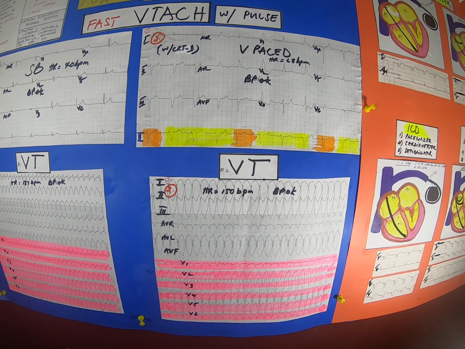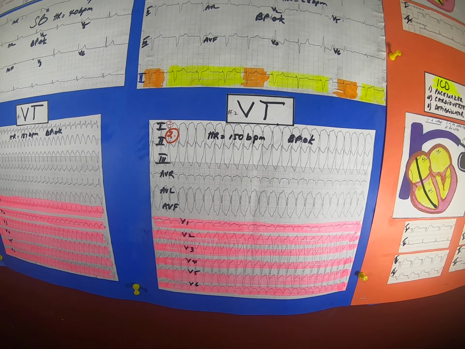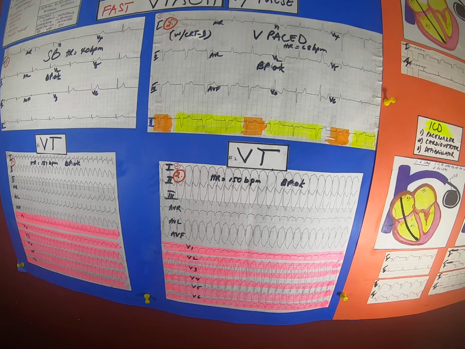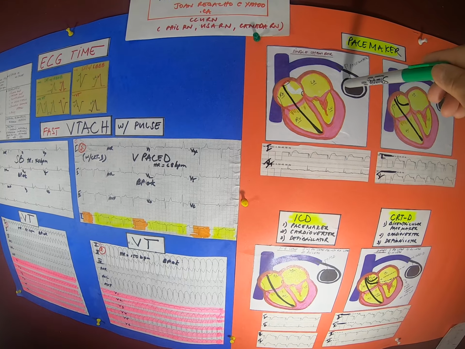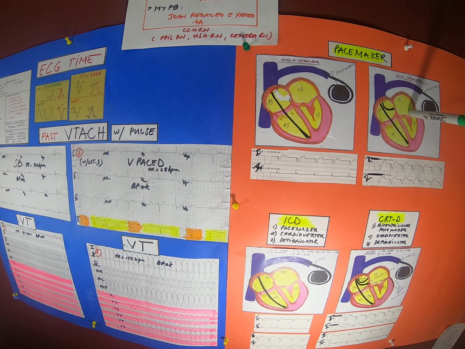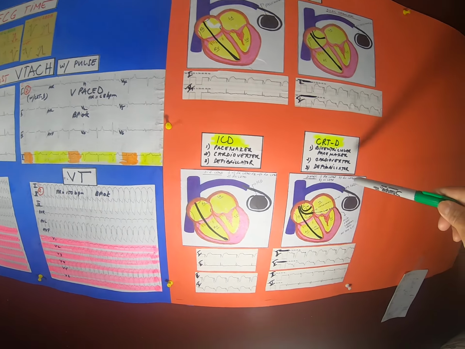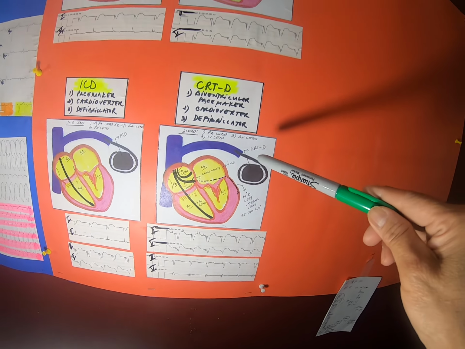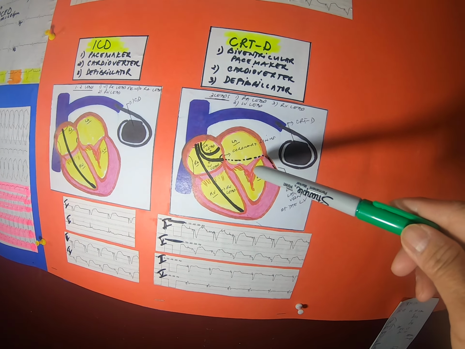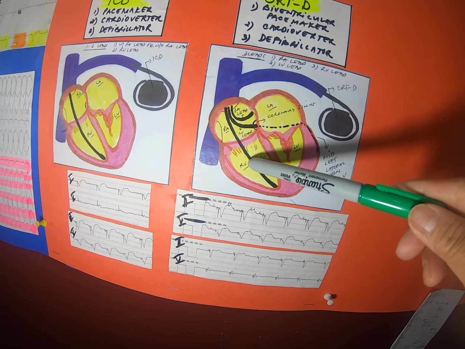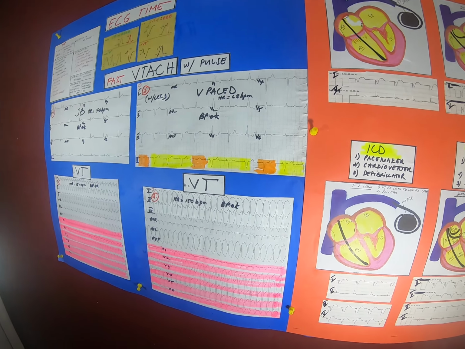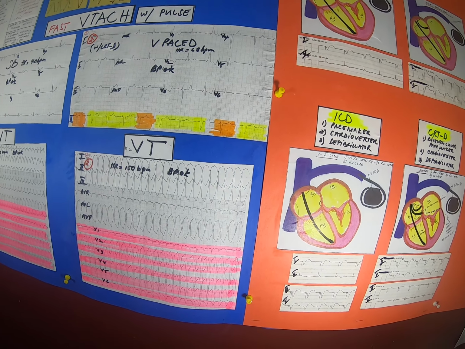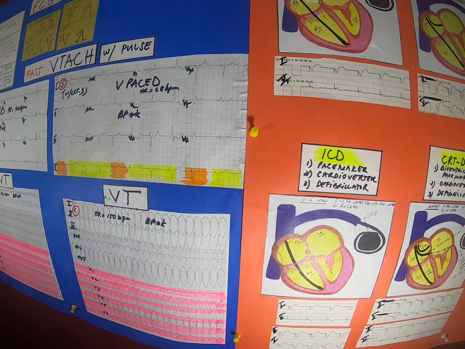Okay. So by history, the patient has CRTD. Before, the patient had a pacemaker. Okay. And then that pacemaker has been upgraded to CRTD. Okay. So there are two pacemakers for the CRTD. And the next video will be about these devices, I should say, with their corresponding strips.